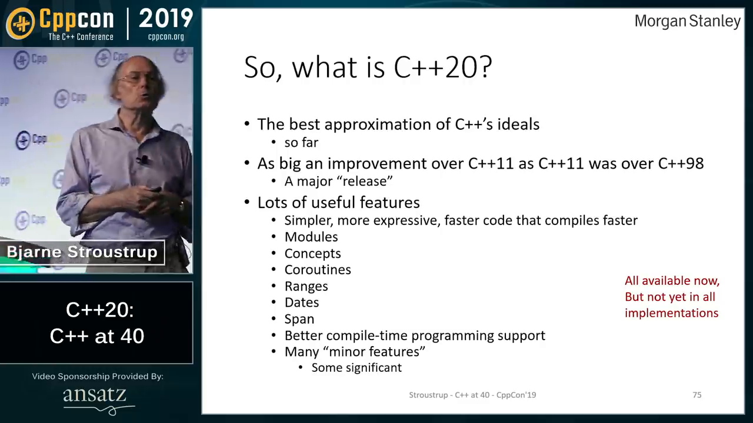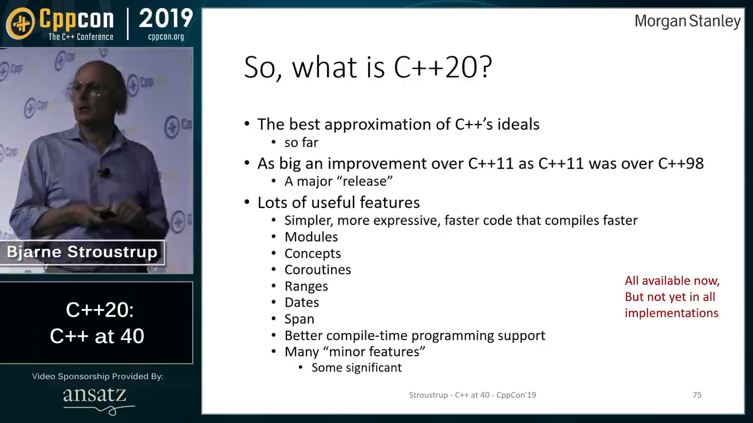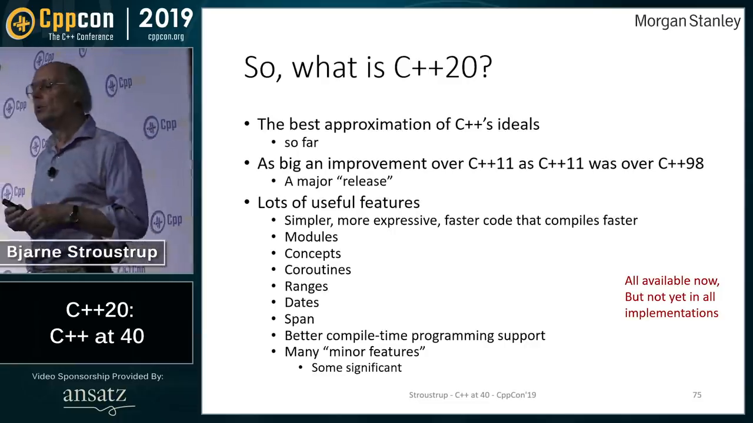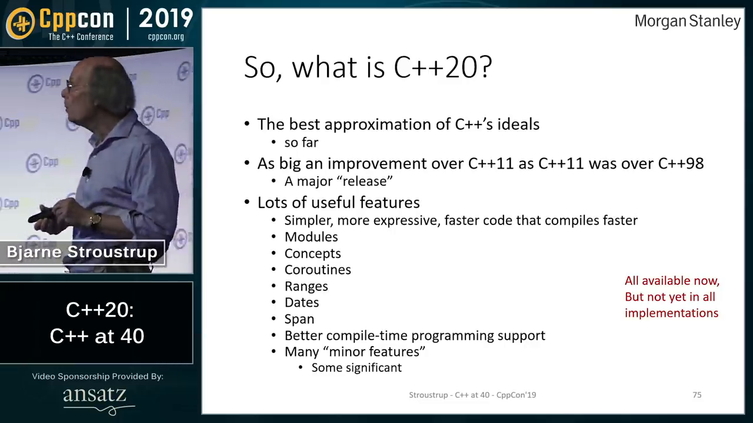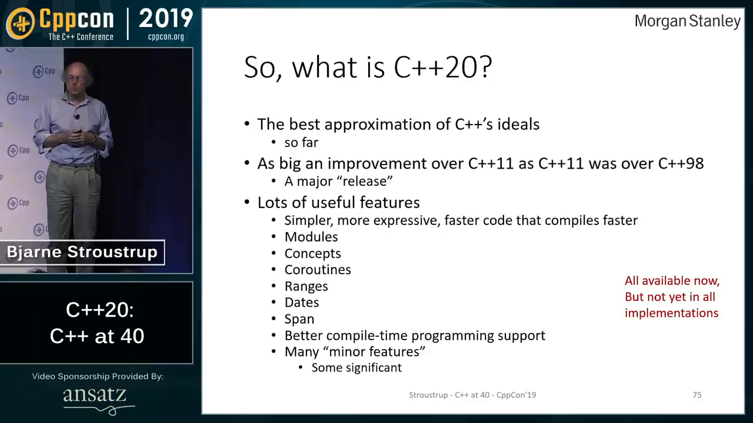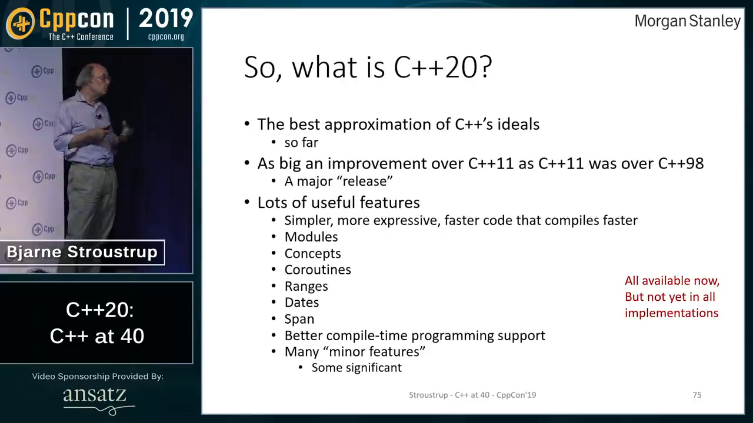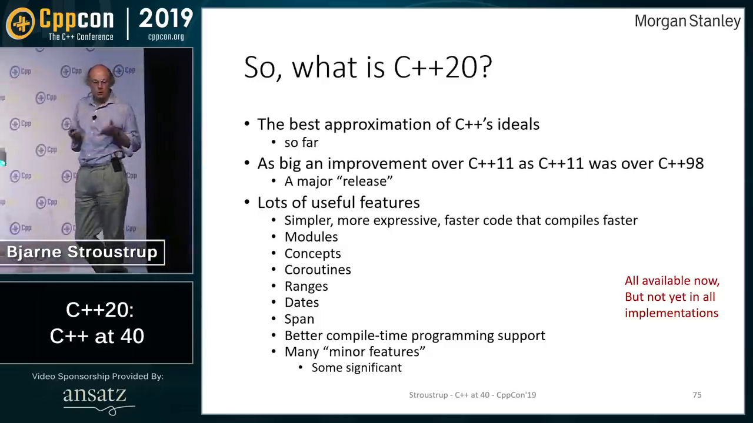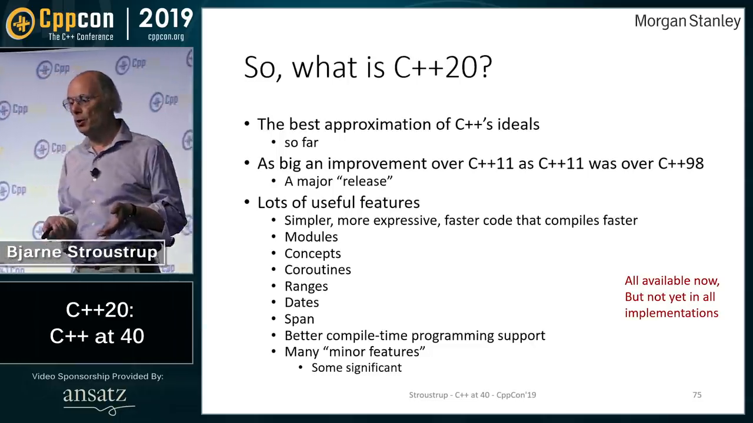So I was talking about C++ 20, at least I claimed I was. So what is this to do with C++ 20? What is C++ 20? It's basically the best approximation of C++'s ideals so far. I expect C++ 23 to be a better approximation. I expect C++ 26 to be a better approximation of that. We are not at the end of history.